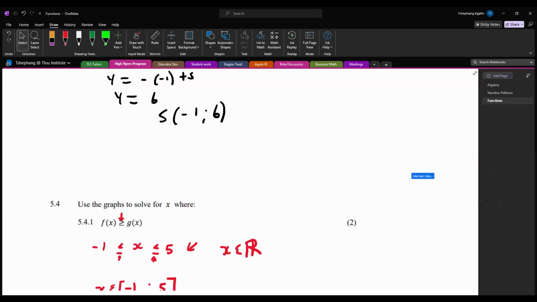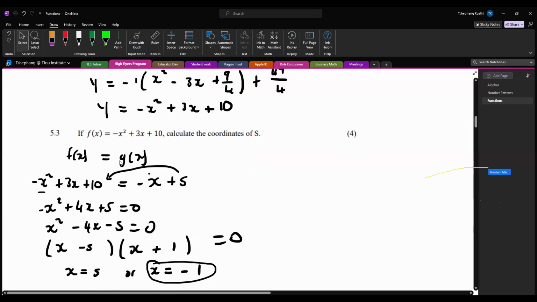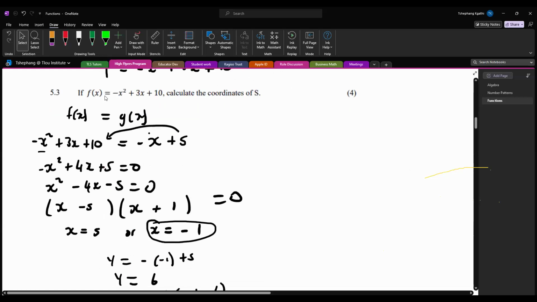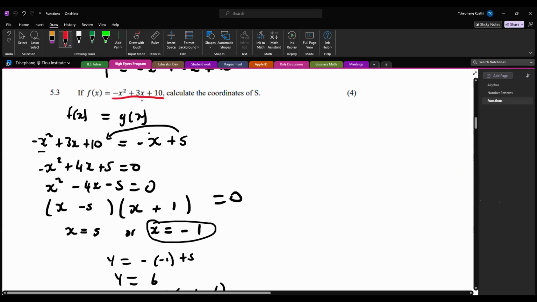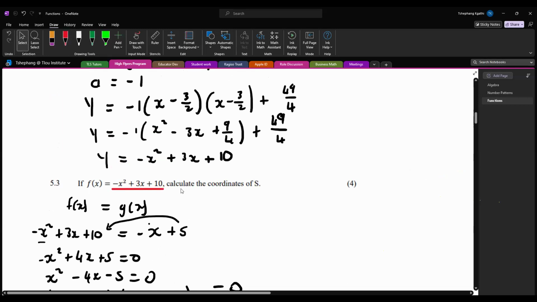And then Tabella asked me to repeat 5.3. Okay, I'll quickly just go over 5.3. So 5.3 was saying, if f of x is equal to minus x squared plus 3x plus 10, calculate the coordinates of s, right? So here they just gave us the function f of x. In case we got a different one in the previous question, remember the previous question, we found f of x. If you got a different answer, then you're going to use the one that they're giving you now because they're saying that f of x is this. Calculate the coordinates of s.